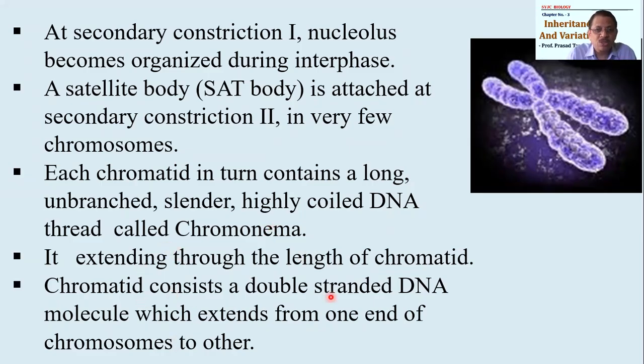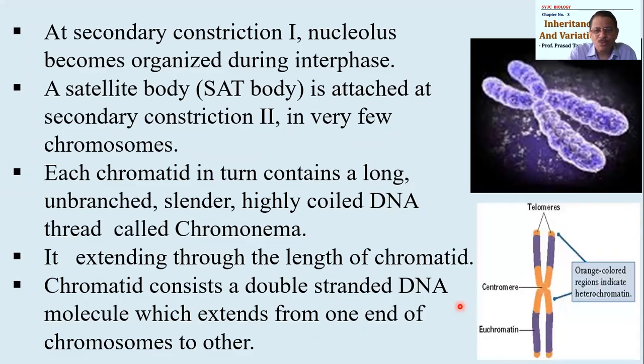Then chromatid will consist of double-stranded DNA molecule, which extends from one end to other end. That's what I told you just now. So this is how we can say generalized structure of chromosome. This is centromere. Then here we can say euchromatin and heterochromatin. Of course, these are the parts of chromosome. We have understood. Sorry, what is euchromatin? Euchromatin means advanced chromatid. This is loosely packed, and heterochromatin is tightly packed.